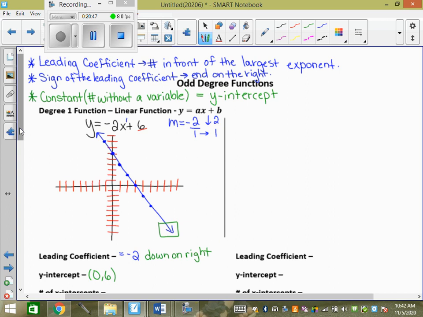Okay? We know it's mx plus b, and we know b is our y-intercept because we were taught that in grade 10. But it's also going to work for degree 2, and it's also going to work for degree 3 functions. So this is a degree 1, because it has an exponent of 1. So we know it's a degree 1 function. Okay? It's down on the right, we have a y-intercept of 0, 6.